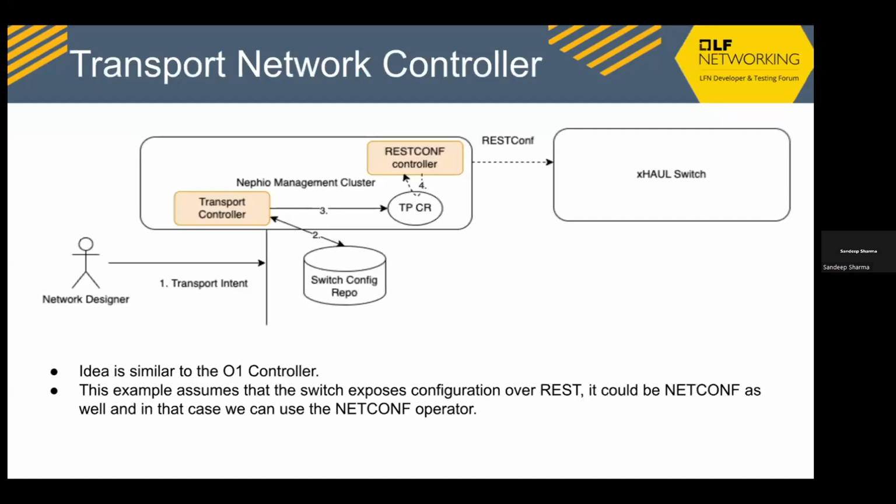So, along similar lines to the O1 controller that I described, now we have the gNB and the core, so we have to configure the backhaul or the xHaul. We can have a transport controller, and this controller can create configuration for switches, routers, the xHaul switches. Depending on the kind of device, we can use either a RESTCONF controller or a NETCONF controller here, which will reconcile the transport CRs which are created by the transport controller.